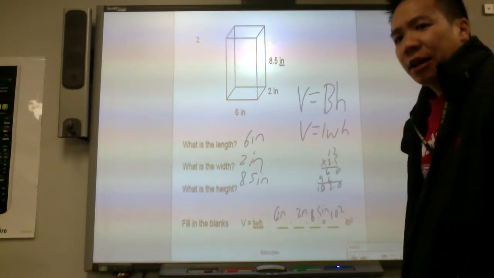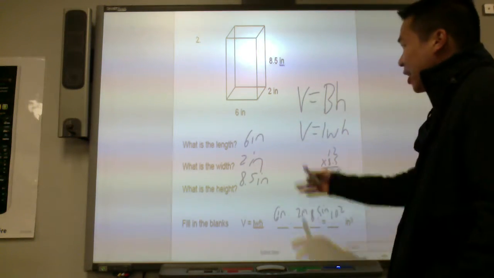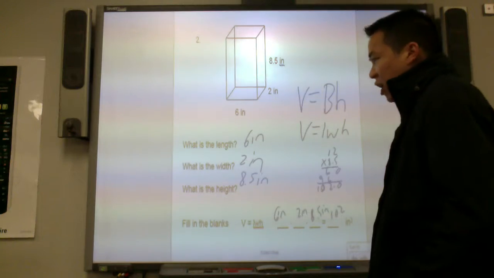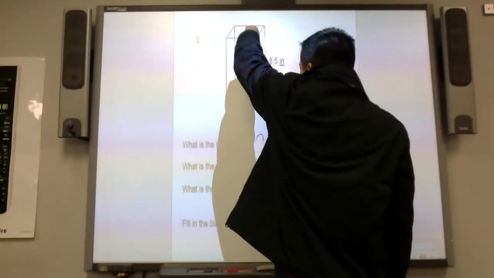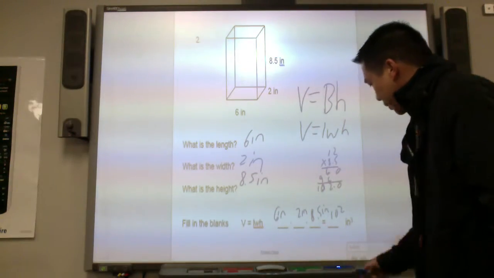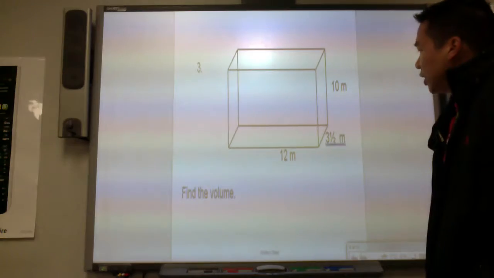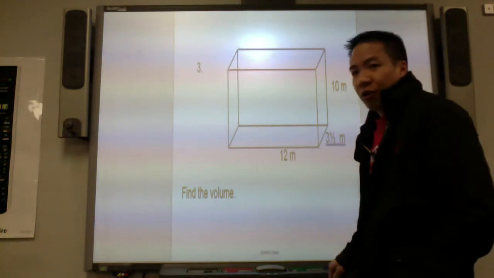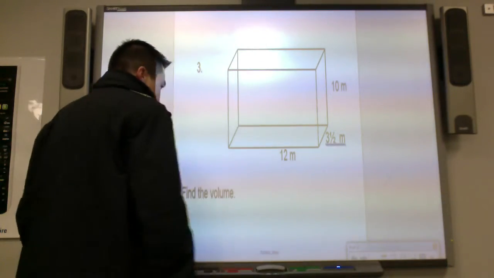is the volume of it. This is the capacity of how much it holds, because volume is how much space it will hold if we fill it in. So let's try another one. Find the volume of this.